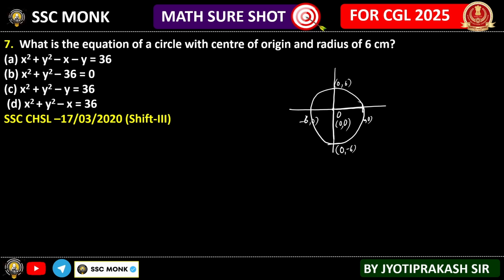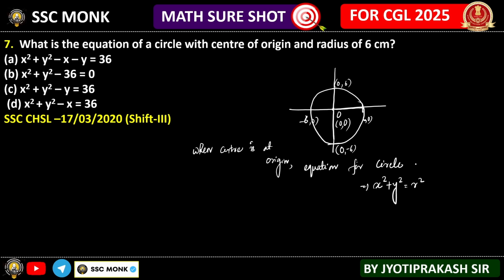Now, in this particular thing, remember this: when the center is at origin, the equation for a circle is x square plus y square is equal to r square. Clear? Now what is r? This distance is equal to 6. So I can write x square plus y square is equal to 6 square, 36, or I can write x square plus y square minus 36 is equal to 0. Answer option B. Clear? Next.